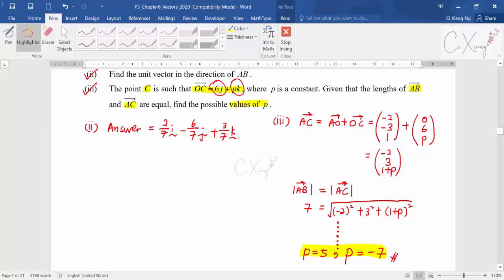Alright, so this is what we have about the questions about unit vector. This is what I want to cover for this video, and in the next video we are going to discuss the parallel vector and also the perpendicular vector.